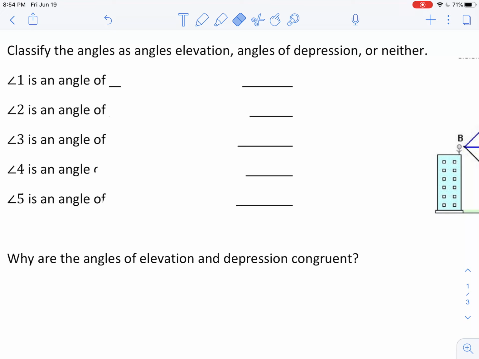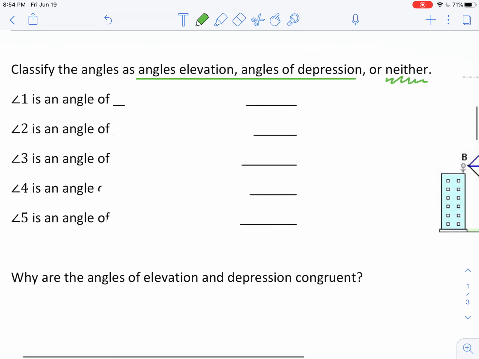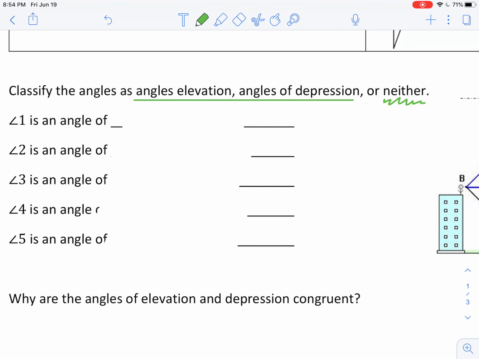So the name of this lesson is Angles of Elevation and Depression, which is what we're finally getting into on this third notes video. So angles of elevation, angle of depression. Now it's possible to not be either of these things. So we've got to figure out which one it is.